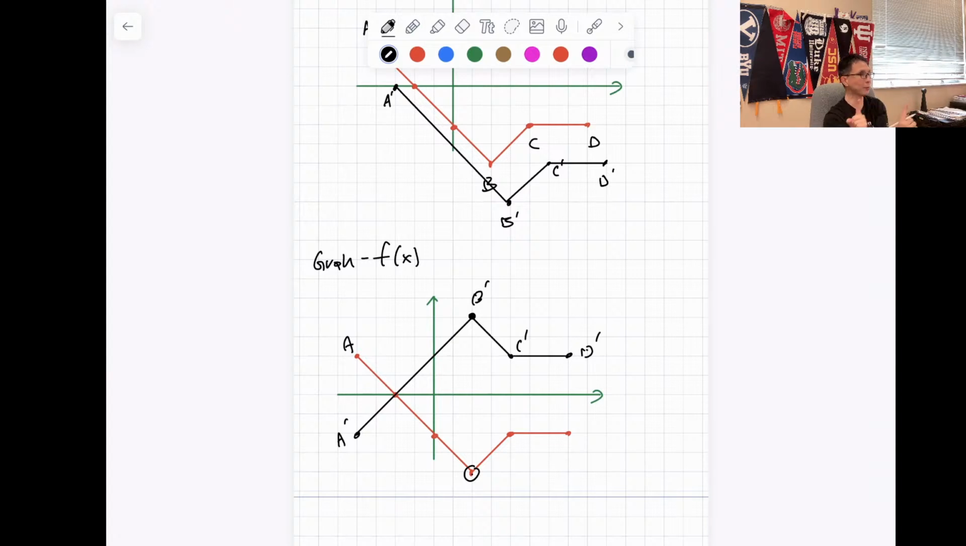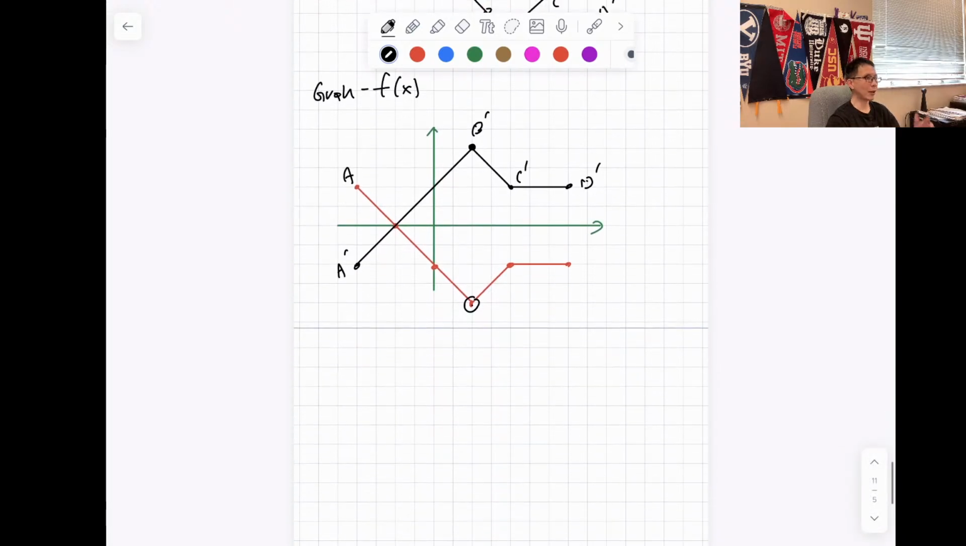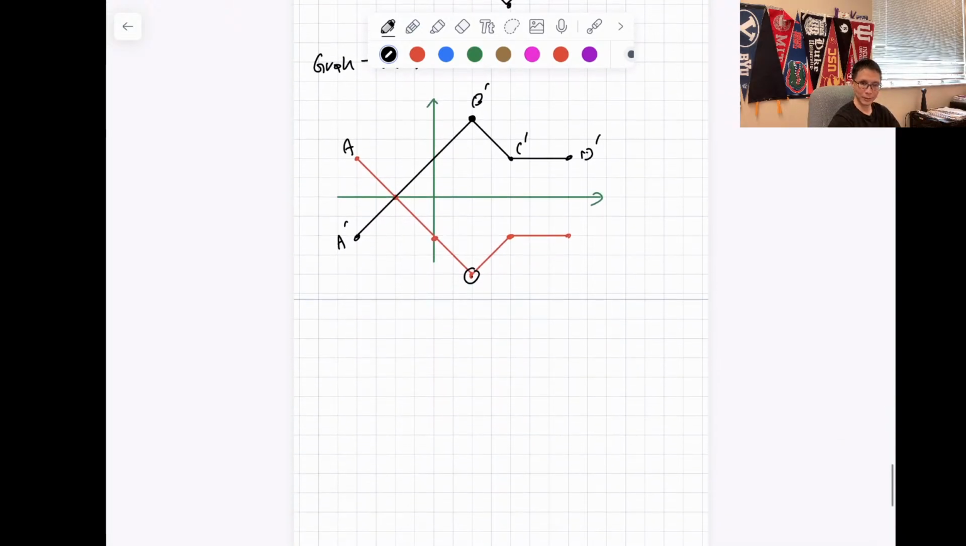Did you see they're reflecting across the y-axis? Let me know if I'm going too fast. I don't know if I'm going too fast. Yes. Anybody? Everybody's good? All right. Now you can probably say what the f of negative x graph is.